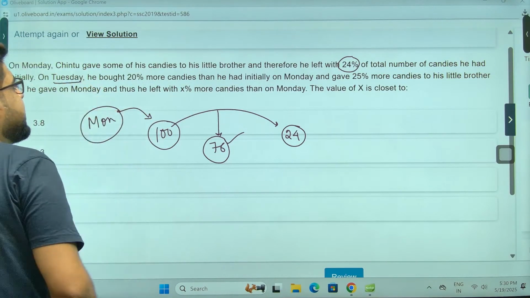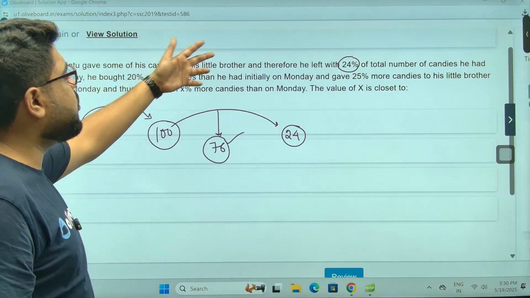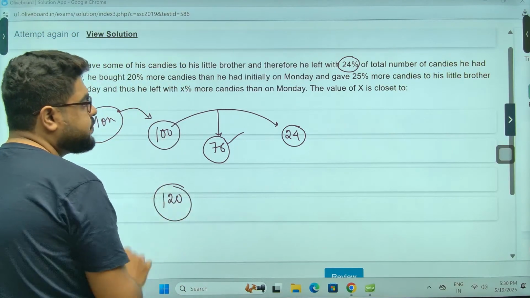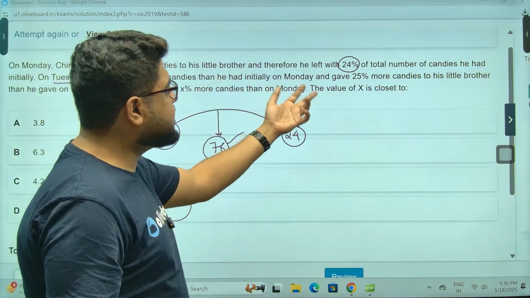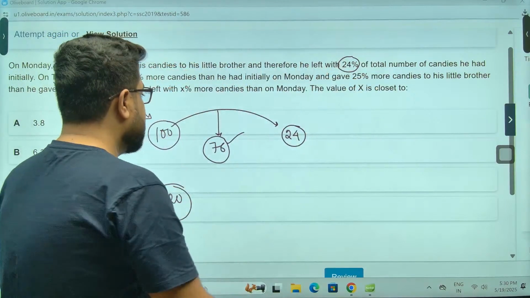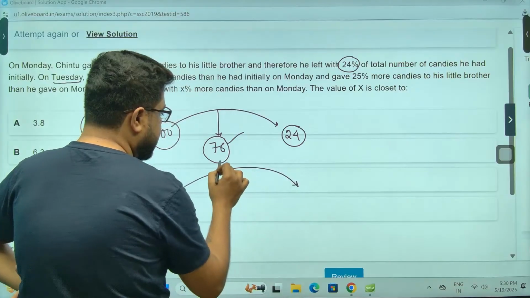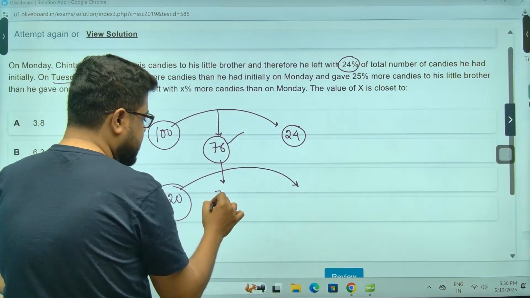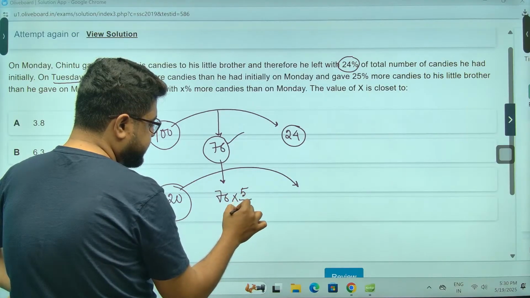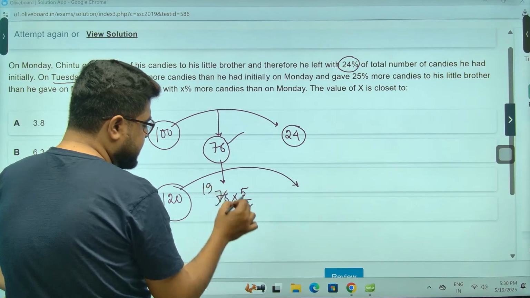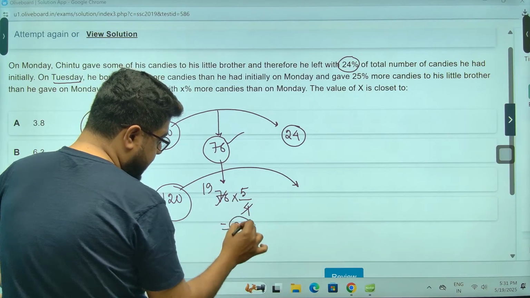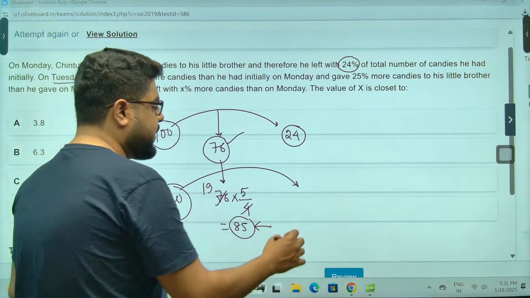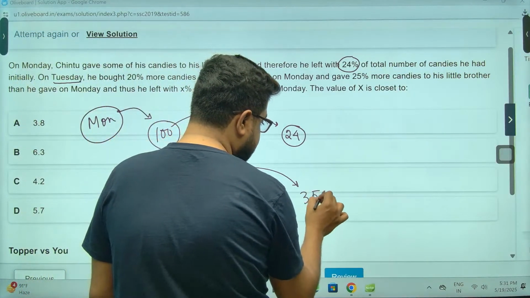On Tuesday, what happened? He bought 20% more than Monday, meaning he actually bought 120 candies. Gave 25% more candies to his little brother. So that means on Tuesday what will happen? He will give 1/4 more candy. So this will be 5 by 4, sir. 4 19s of this is 85, sir. So 85 candies he will give to his brother. So 15 here, 120 here, 35 candies he has left.